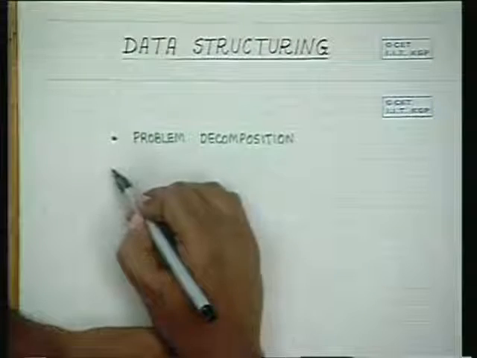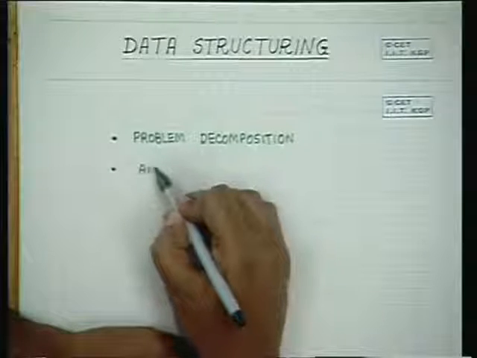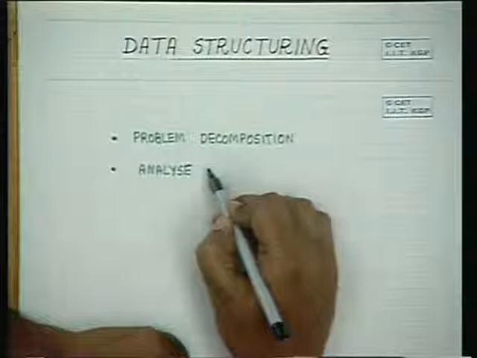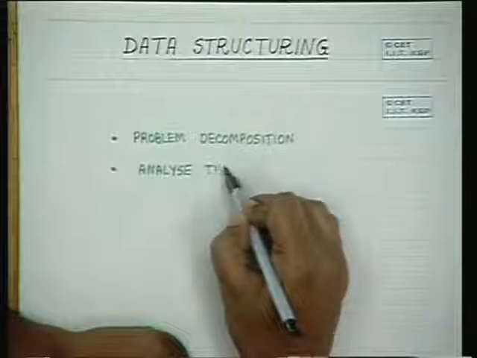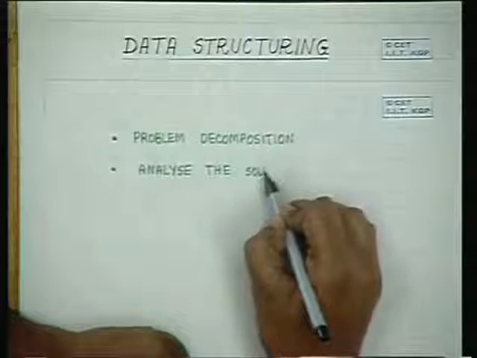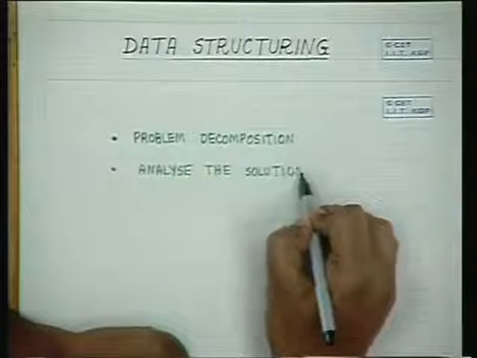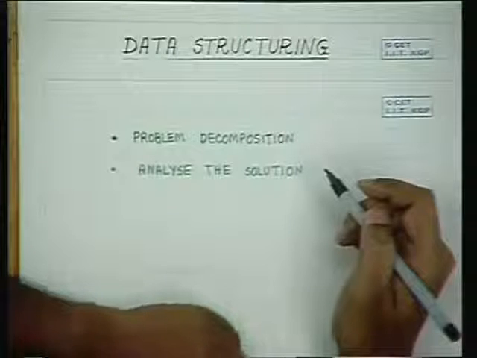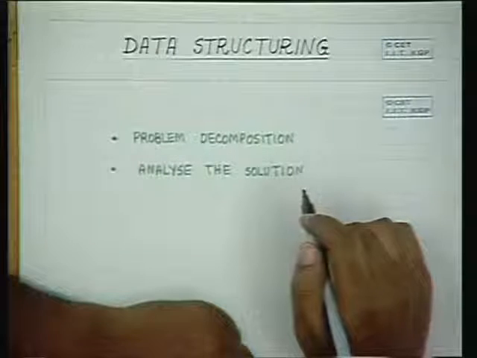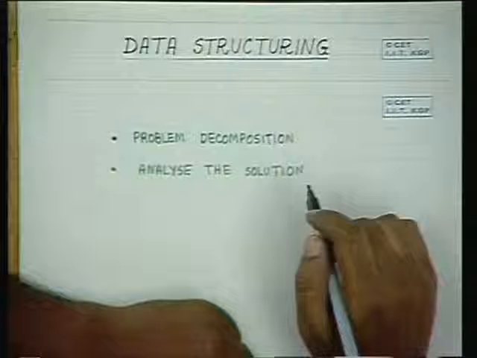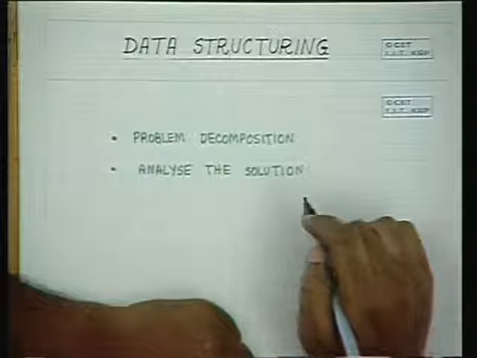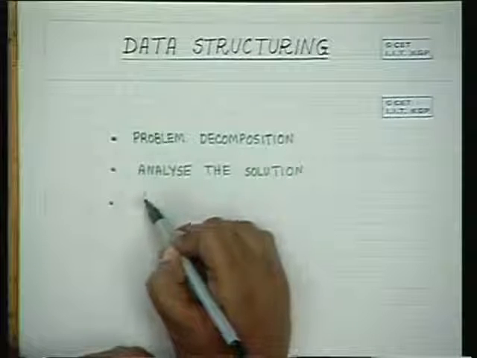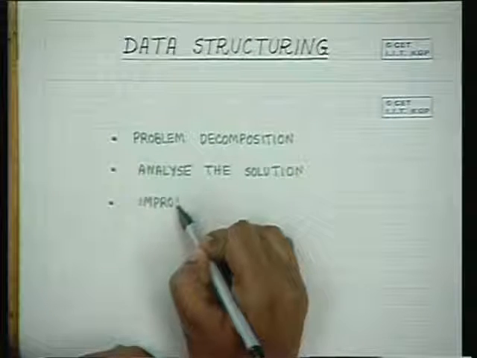will analyze the problem. The next aspect is to analyze the solution to the problem, and we have seen very quickly what is meant by asymptotic analysis, which is one thing which we will do to analyze that. Second is how to improve the solution and obtain good solutions.